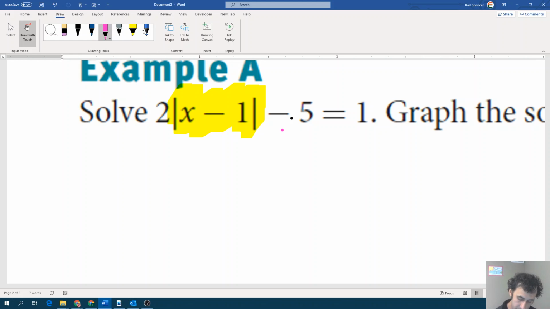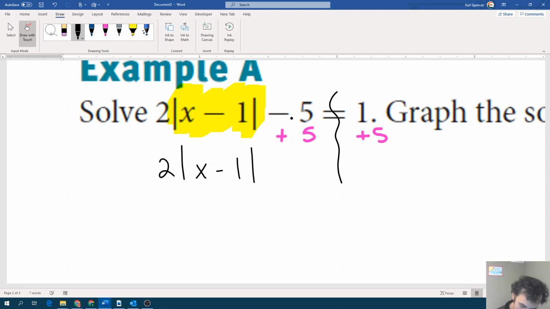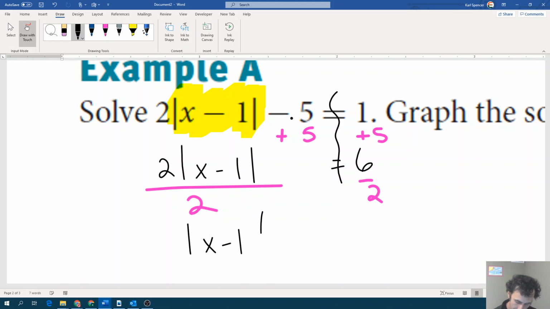So to do that, the first thing I'm going to do is add 5 to both sides of this equation, and that's going to leave me with 2 times the absolute value of x minus 1 equals 6. Again, I want to get that absolute value by itself, so I'm going to divide both sides by 2. Once both sides are divided by 2, I'm left with the absolute value of x minus 1 equals 3.